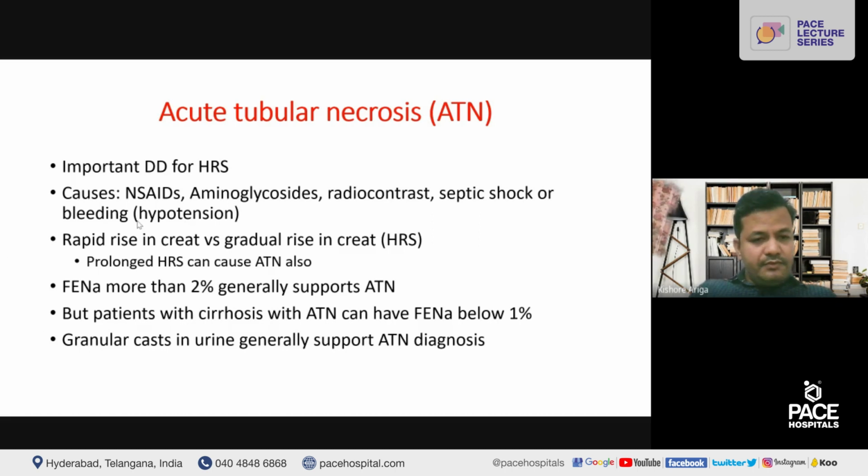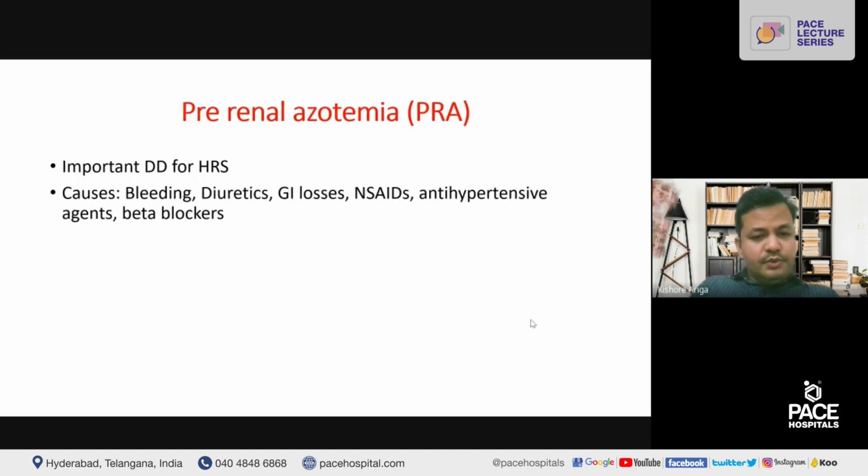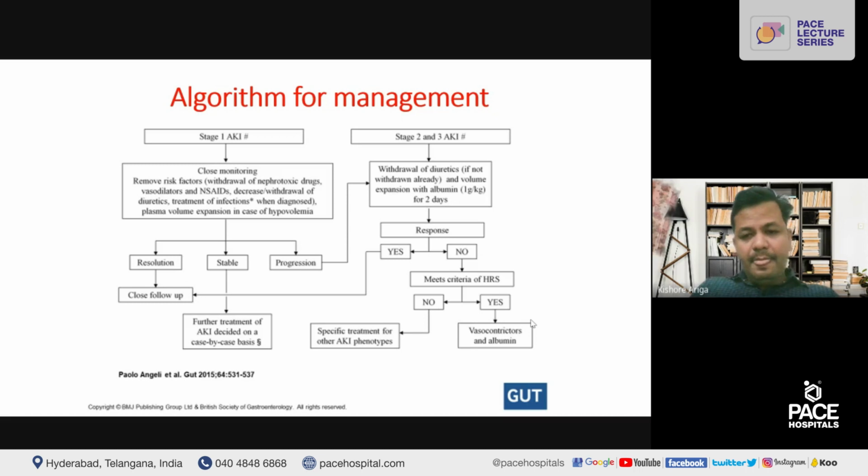Fractional excretion of sodium more than 2% generally supports ATN. But patients with ATN and cirrhosis can have fractional excretion of sodium below 1, as I've already mentioned in the previous slides. And granular casts in the urine usually support the diagnosis of ATN.